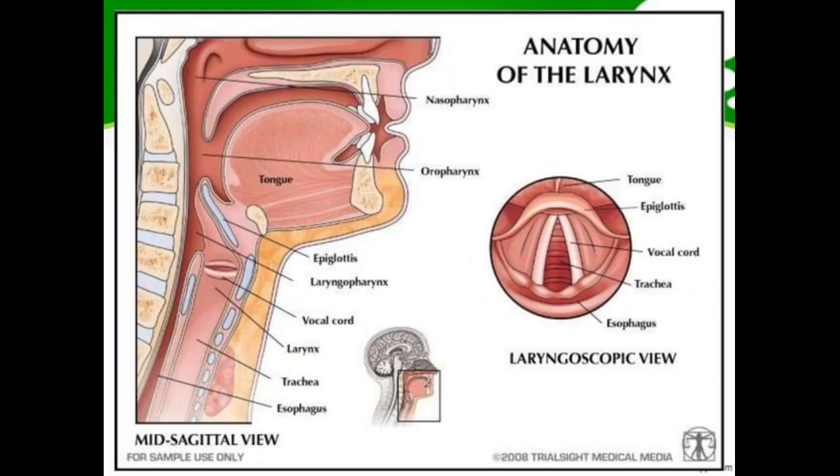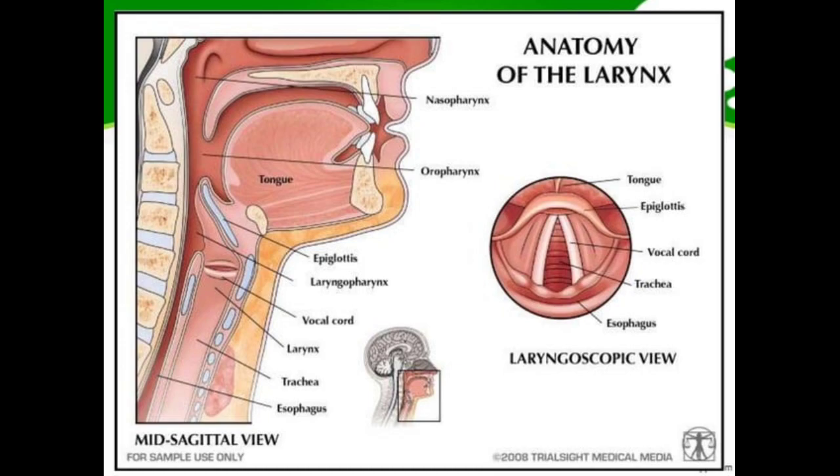The anatomy of the human larynx consists of the following parts. Cartilages. These are the rigid structures that form the skeleton of the larynx. There are 9 cartilages in total, 3 unpaired and 3 paired. The unpaired cartilages are the thyroid, the cricoid, and the epiglottis. The paired cartilages are the arytenoid, the corniculate, and the cuneiform.